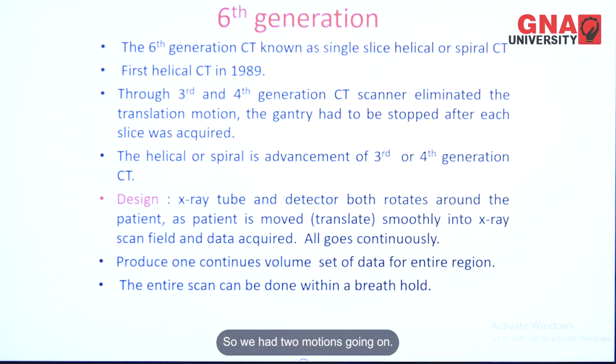So we had two motions going on there. One was the acquisition motion, in which the wires were winding around the gantry, and we had to stop to unwind the wires to be able to acquire another set of images. In 6th generation CT, we introduced a technology that's known as slip ring technology. The slip ring technology eliminated the use of the wires and allowed the X-ray tube to be continuously rotated around the patient. So in this design, the X-ray tube and the detector both rotate around the patient as the patient is moved through the translate motion smoothly into the X-ray scan field, and data is acquired.